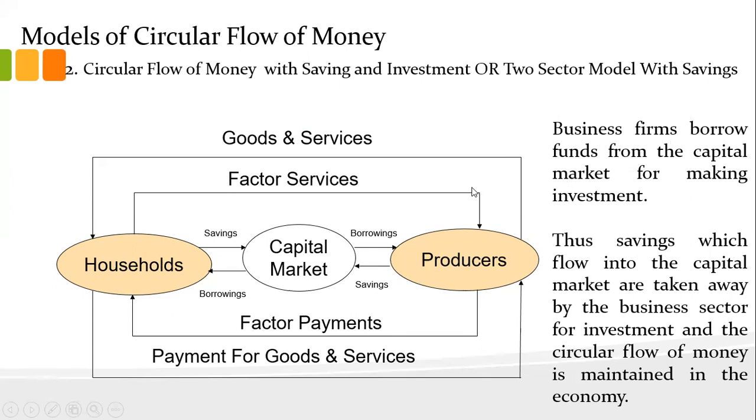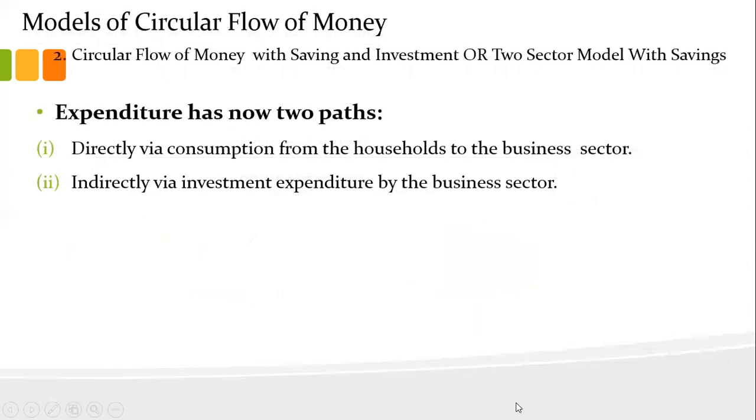Business firms borrow funds from the capital market for making investments, and the savings which flow into the capital market are taken by the business sector for investment, and the circular flow is maintained in the economy. So expenditure now has two parts. One is directly via consumption from household to the business sector, which we already discussed in the first module, and indirectly also via investment expenditure by the business sector.